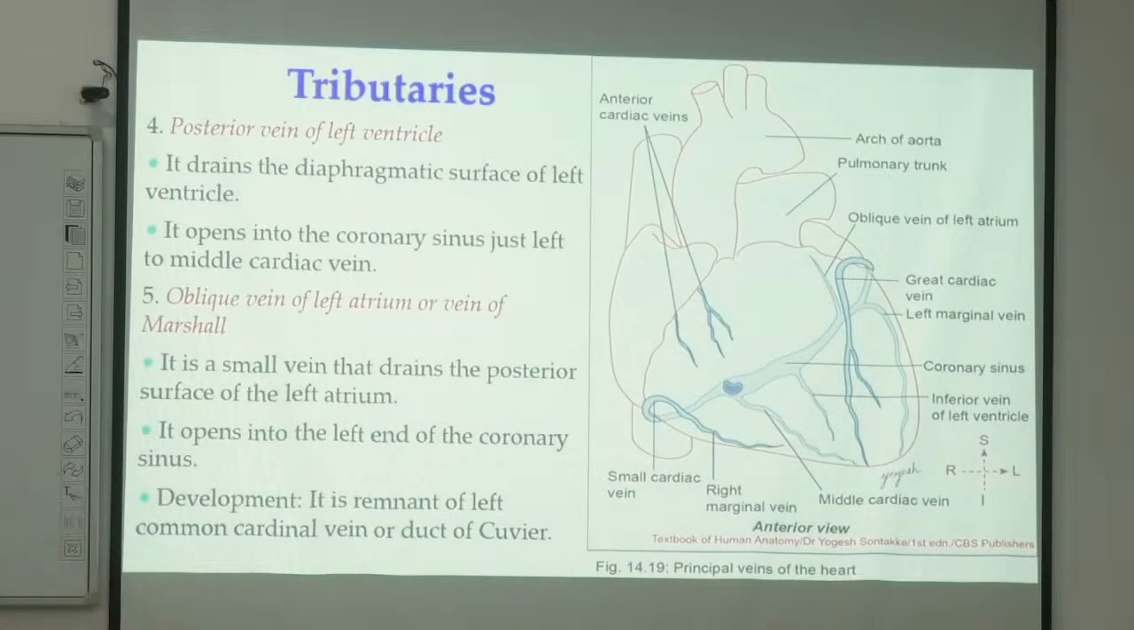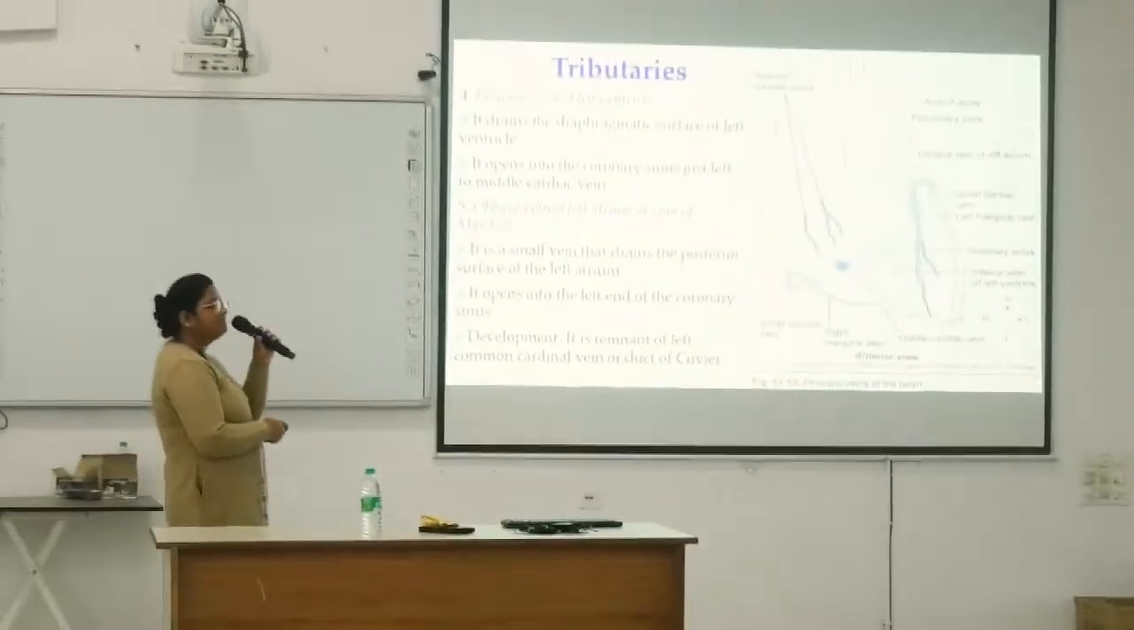Next is posterior vein of left ventricle. Also it is known as inferior vein of left ventricle. Here it is lying, inferior vein of left ventricle or posterior vein of left ventricle. It drains the diaphragmatic surface of left ventricle and it opens into the coronary sinus just left to the middle cardiac vein. Here it is lying left to this middle cardiac vein, draining the diaphragmatic surface of left ventricle.